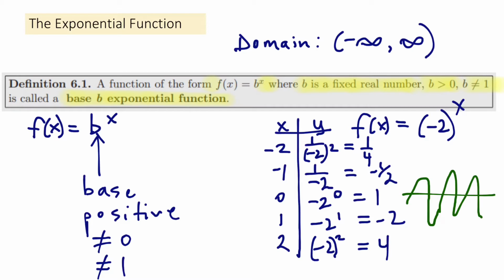Okay, so remember the definition of one-to-one says that you can't cut through your graph by passing a horizontal line through in more than one place. Okay, when you have a function that vacillates back and forth like that, then you are going to have places where it's not going to pass the horizontal line test and it won't be one-to-one. So we want this function to be invertible, so therefore a negative base will not allow it to be an invertible function.